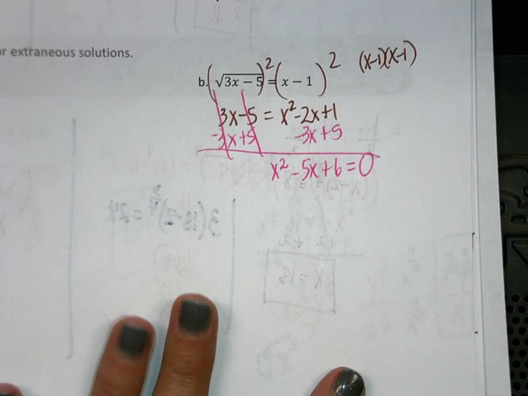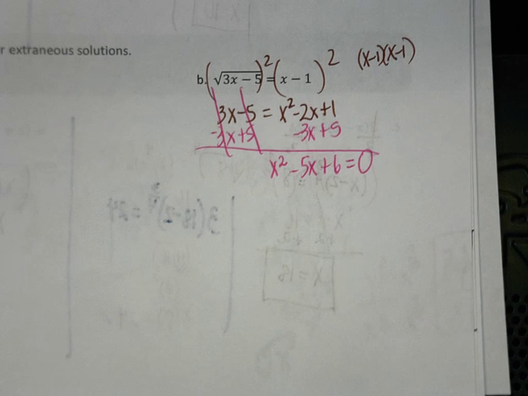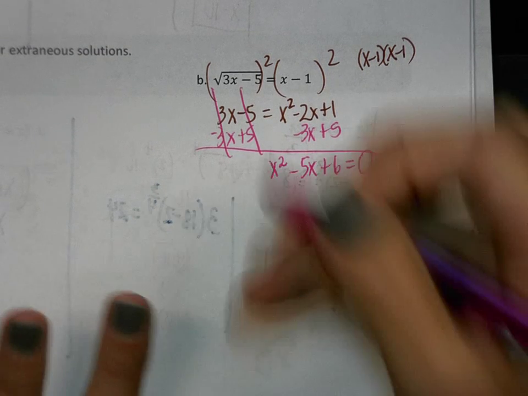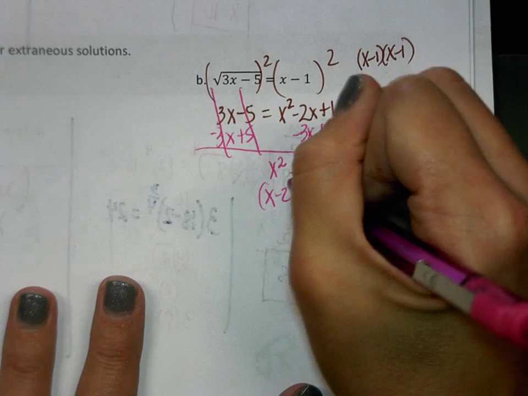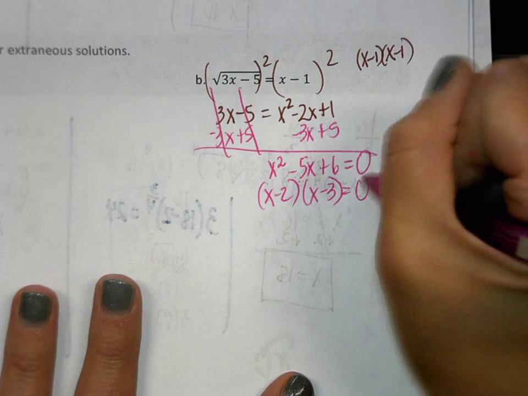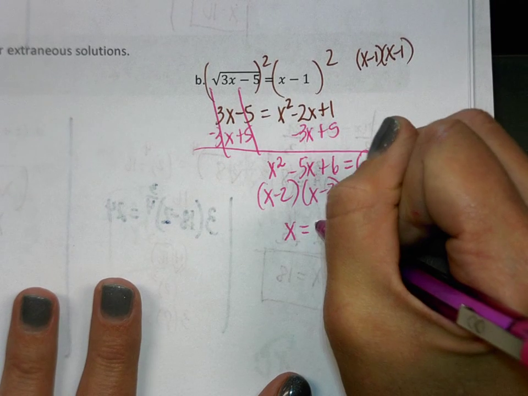So what numbers multiply to be 6 and add to make negative 5? Good, you're going to need negative 3 and negative 2, because if you use the 6, one would be negative and one would be positive, and then that would make a negative 6. So if we do negative 2 and negative 3, those add to be negative 5 and multiply to make a positive 6. And when we set those equal to 0, what does x equal? Good, 2 and 3 or 3 and 2.